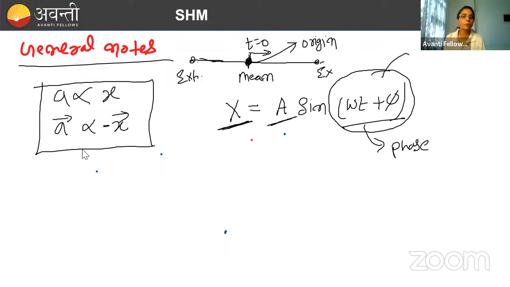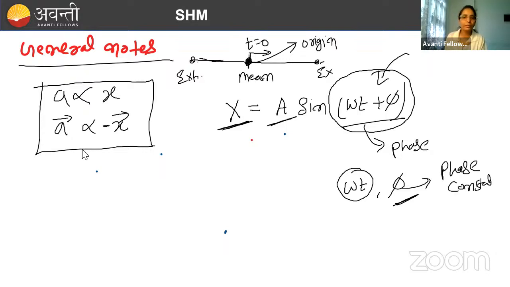Phase is very important. Now, if you go inside phase, you are getting two things. One is omega t and another is phi. This omega t wala term will depend on time. As time is changing, omega t will change, right? But this phi is a constant. So this is phase constant. This is called as what? Phase constant. So whatever term inside sine is independent of time is called phase constant. And it is this phase constant that tells us where the particle is at t equal to 0.